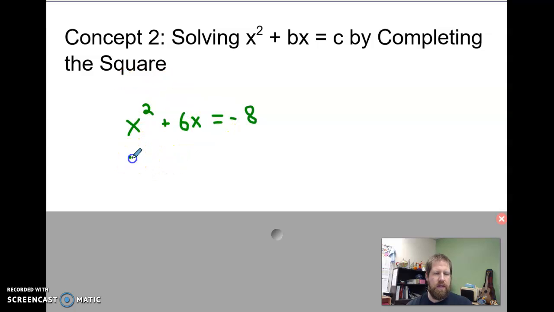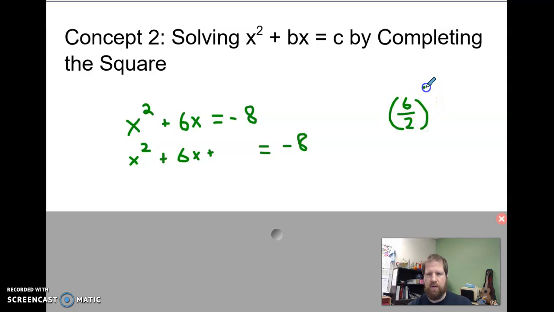So what I'm going to do is rewrite it so I've got a little more room. X squared plus 6x, and then there's going to be something else there, and then it's going to equal -8. Okay, use your formula to find out what your third term is going to be. And remember, that's half of that second term, so 6 divided by 2 squared. 6 divided by 2 is 3. 3 squared equals 9. Okay, so I'm going to add 9 there, and I'm going to add 9 here.